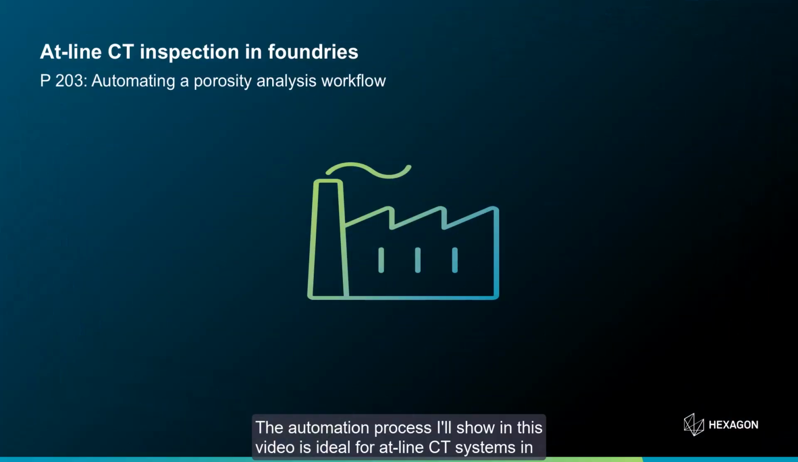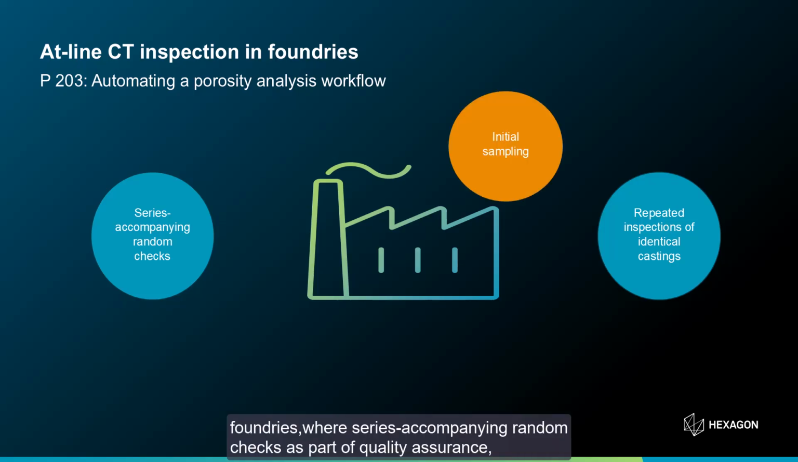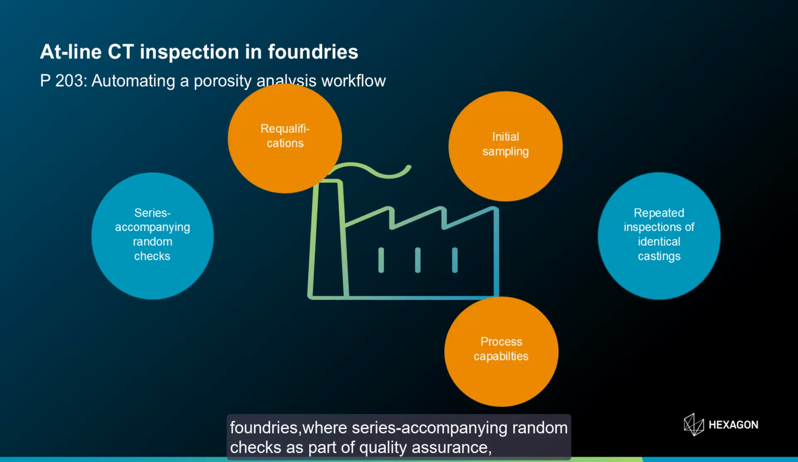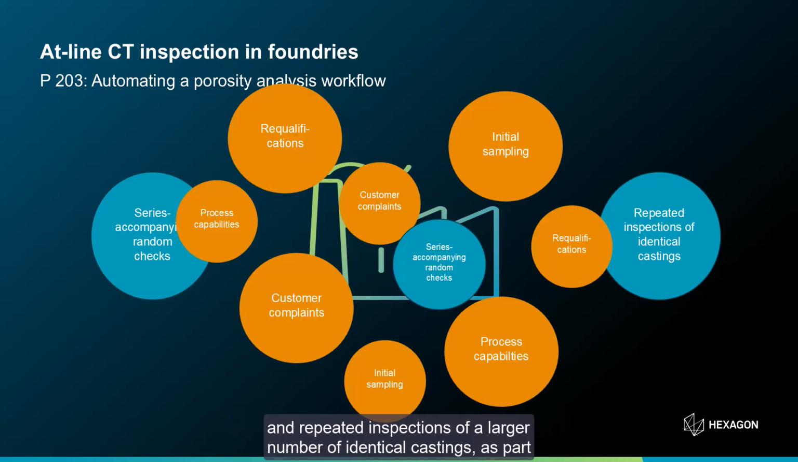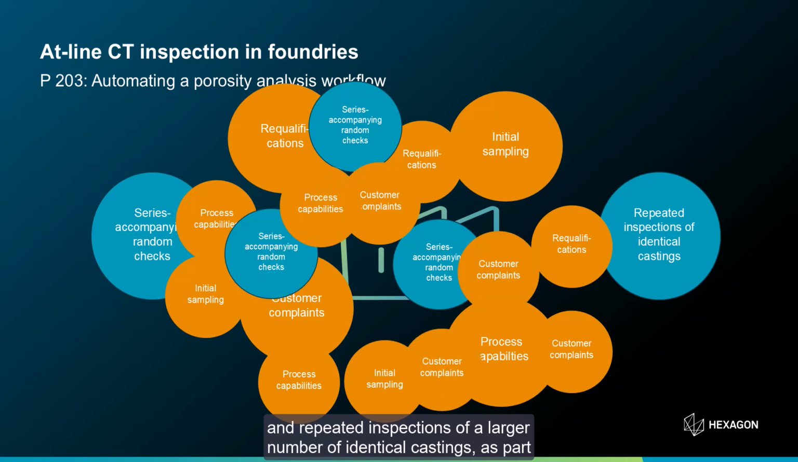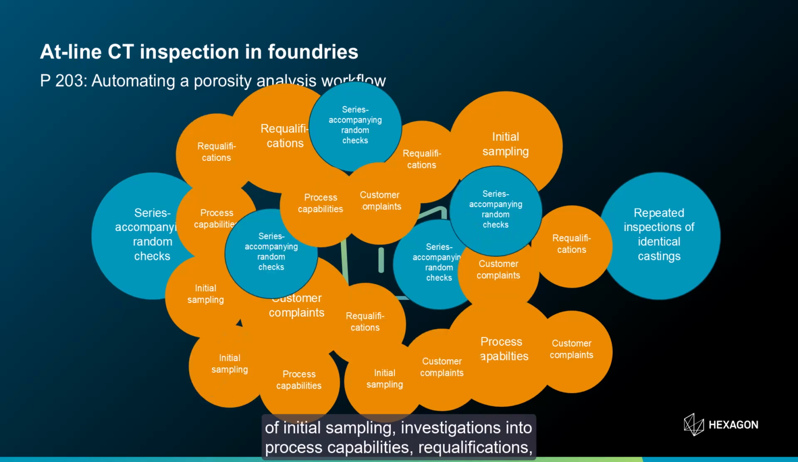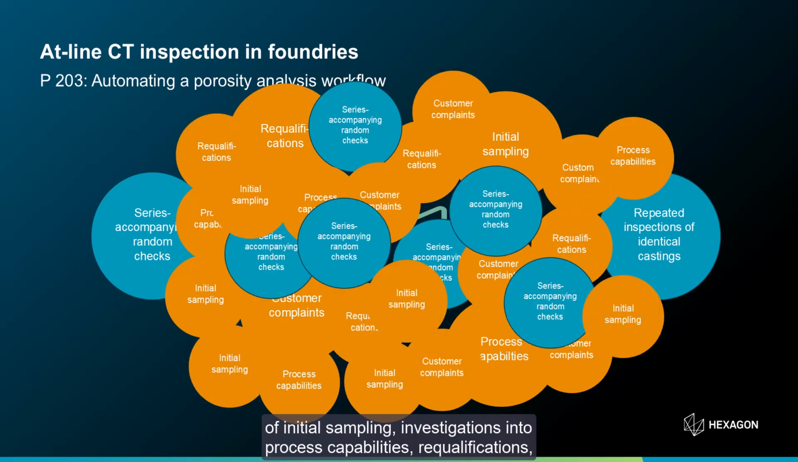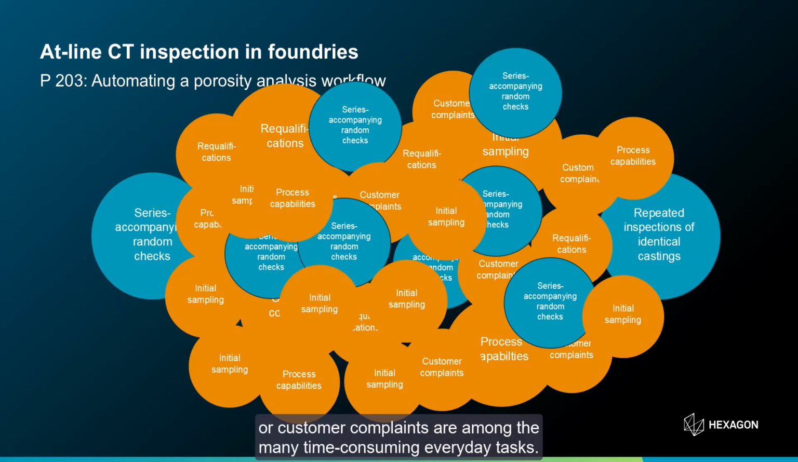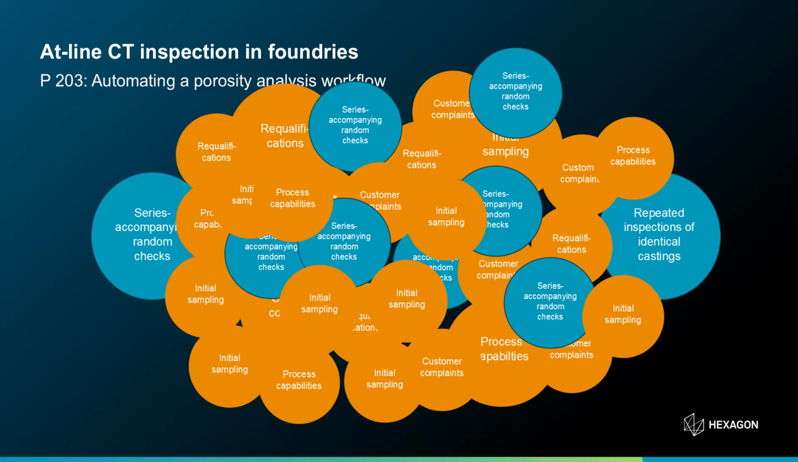The automation process I'll show in this video is ideal for line CT systems and foundries, where series accompanying random checks as part of quality assurance, and repeated inspections of a larger number of identical castings. As part of initial sampling, investigations into process capabilities, requalifications, or customer complaints are among the many time-consuming everyday tasks.